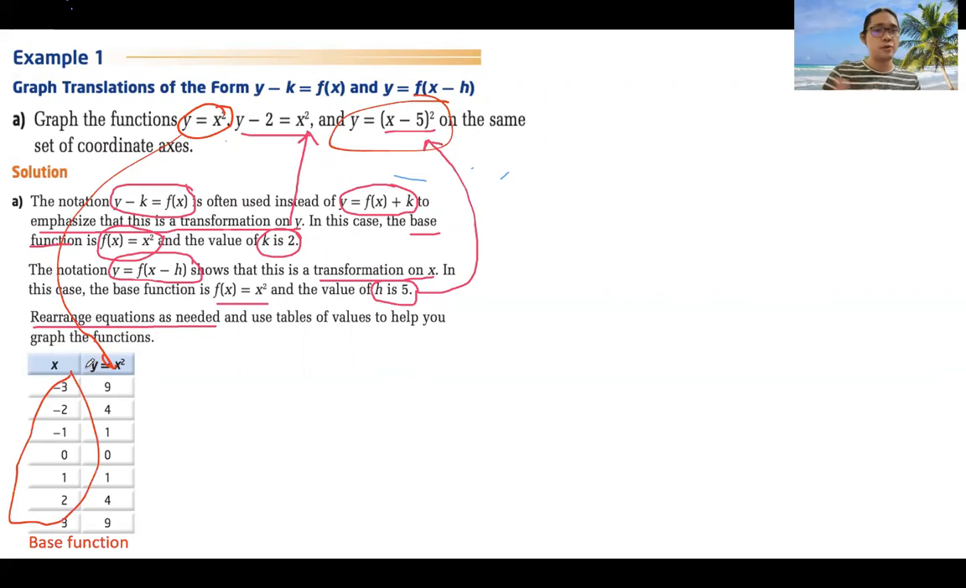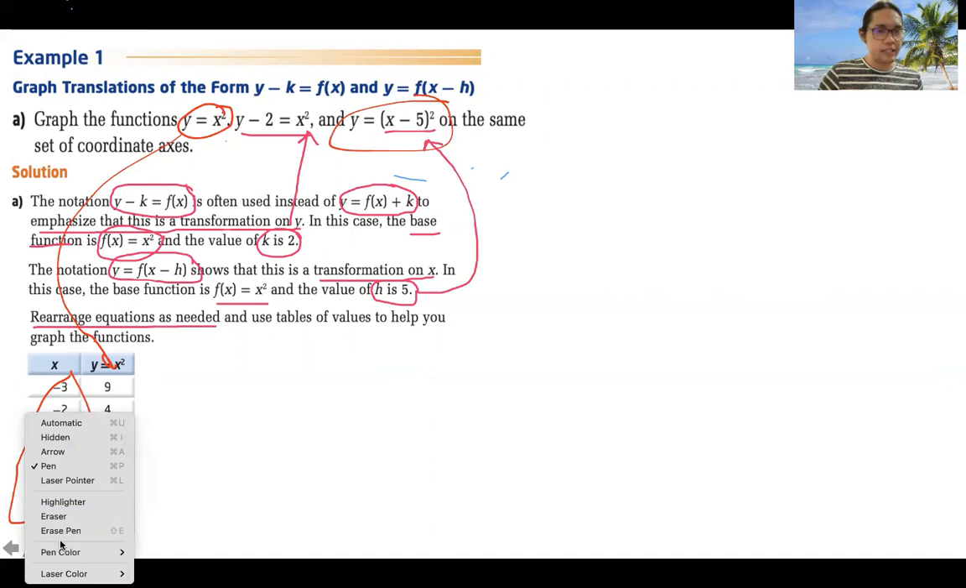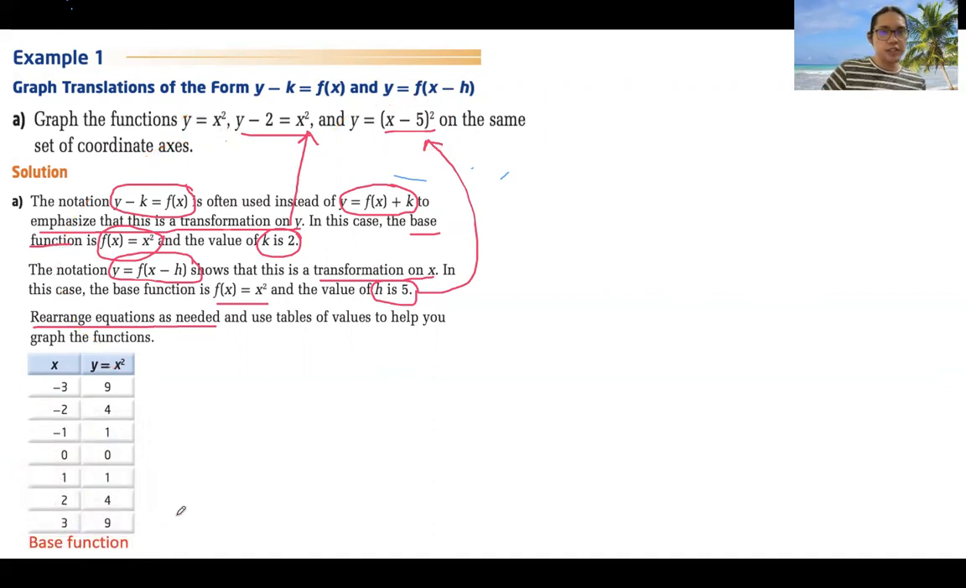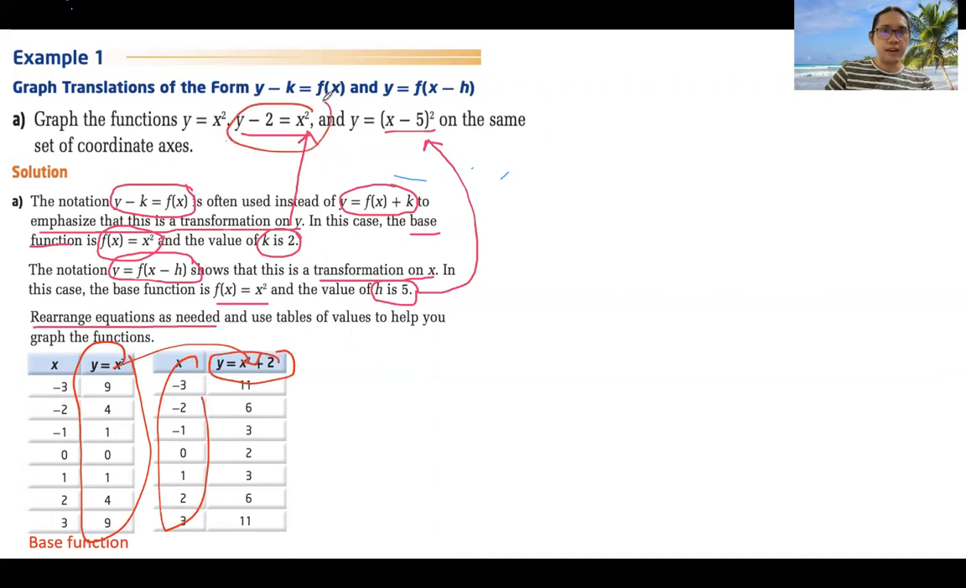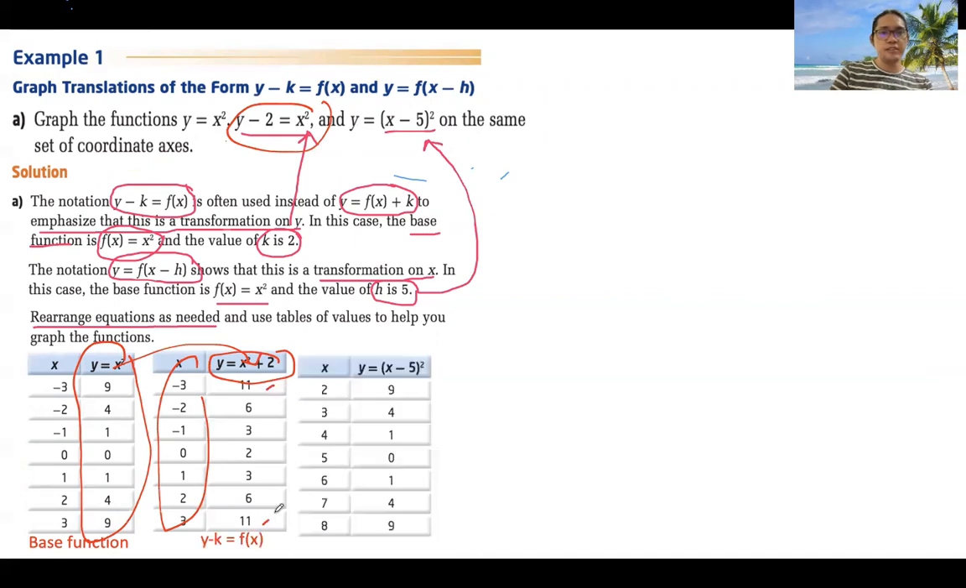So I use this value, so we just fill it out. Fill in the blanks rather. Fill in the table. Okay, so now continue for after that one. After getting this part, you may just copy your x and then just add 2 just to satisfy the second function that we have. So you have 11 until 11 here. And then of course, this is for the y minus k equals f of x. And of course, the third table represents this function. Okay, the third one.